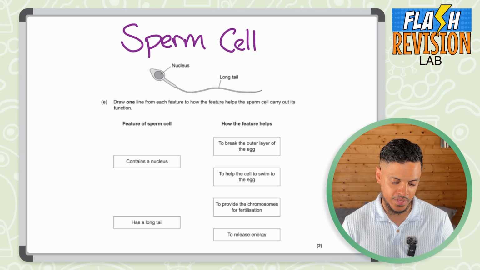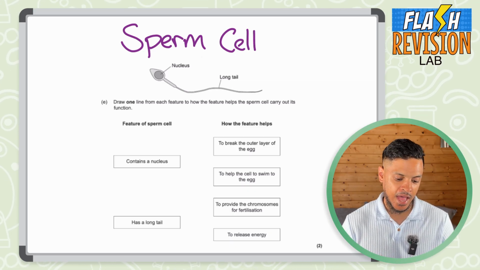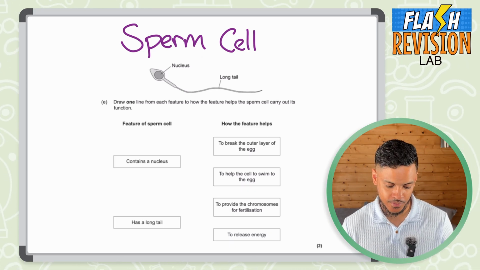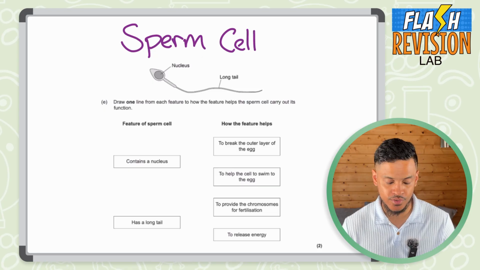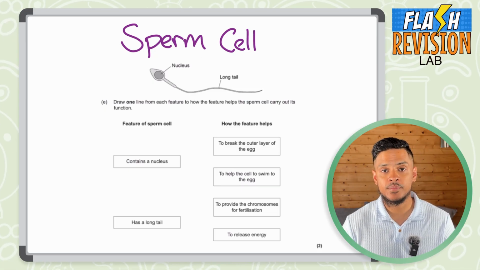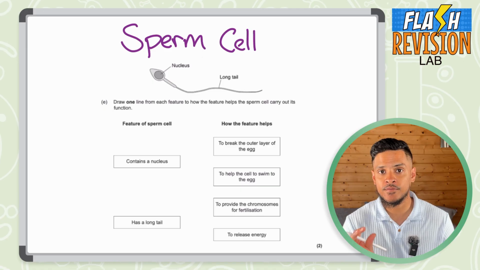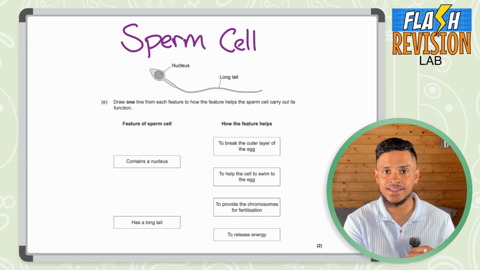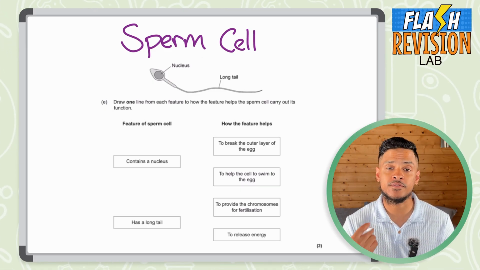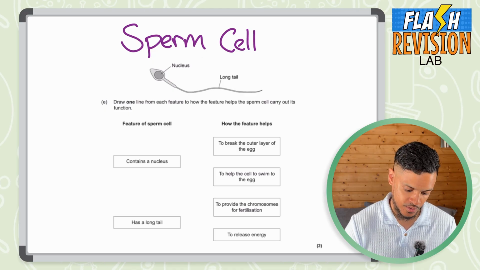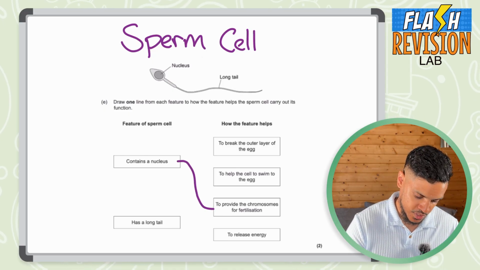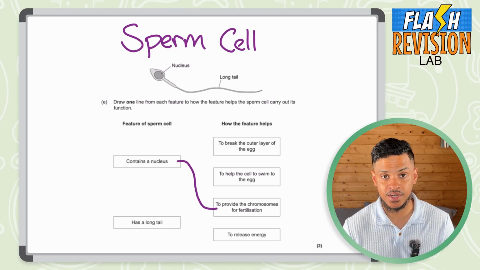Okay, so here we have a diagram of a sperm cell, and the question asks you to draw one line from each feature to show how the feature helps the sperm cell. So first we have it contains a nucleus. Why does it contain a nucleus? Because it needs to carry the chromosomes, the 23 that it has, from the sperm to the egg cell so that they can fuse to form a full set of 46 chromosomes. So the answer here would be to provide the chromosomes for fertilization.